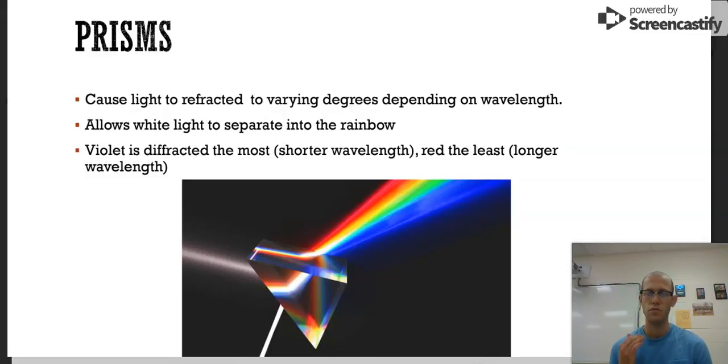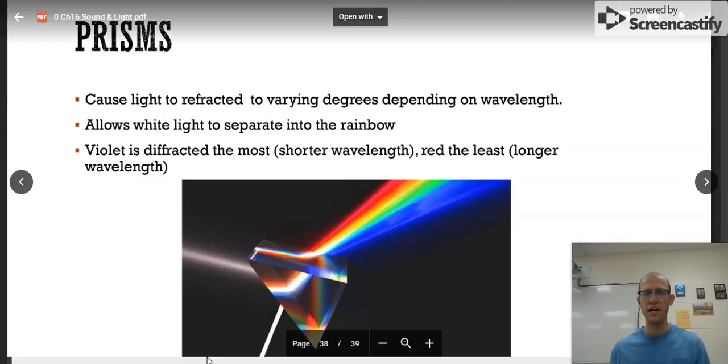So if you recall from the electromagnetic spectrum, we go from infrared to visible light, then to ultraviolet light. We go from infrared, which is a longer wavelength, to ultraviolet, which is a shorter wavelength. Shorter wavelengths of light are reflected more. So when it goes through a prism, it's going to be reflected more than the red light.